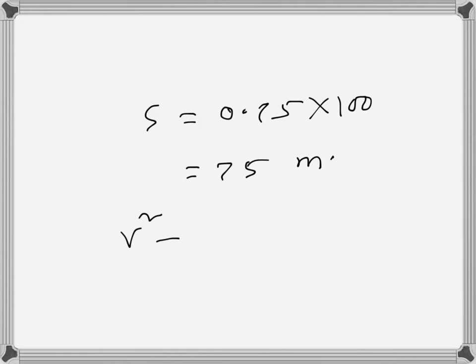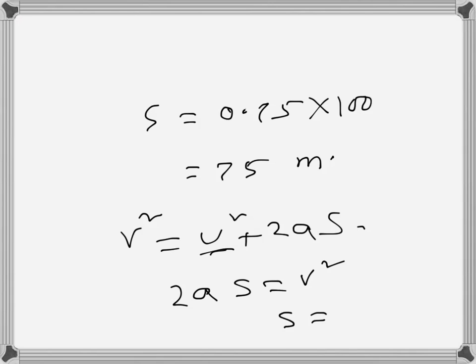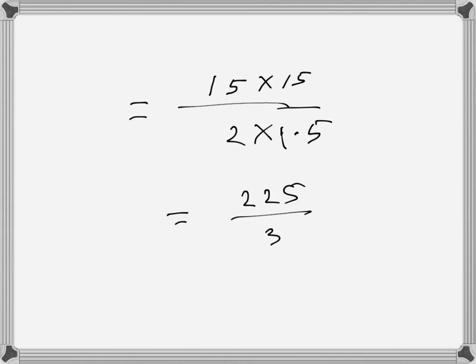We could have used this equation as well, because from here we can also find s. We know this term is becoming 0, so 2as is v square, so s is v square over 2a, which is 15 square, which is 15 times 15, divided by 2 times 1.5, so that's 225 over 3, which is 75 meters as well. So we get the same result.